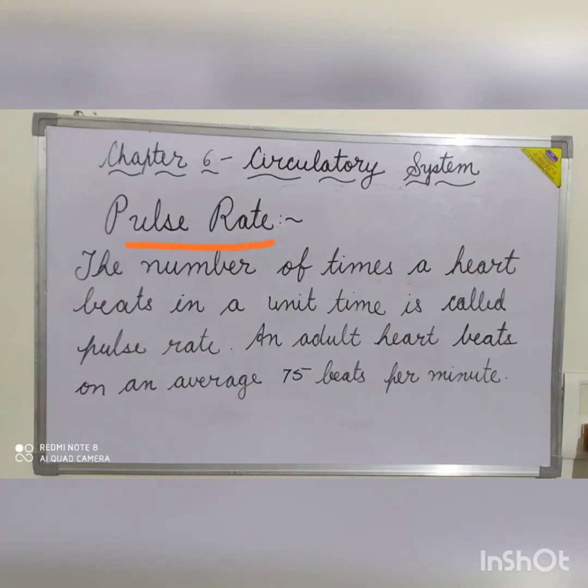Pulse rate. The number of times a heart beats in a unit time is called the pulse rate. An adult heart beats on an average 75 beats per minute. By counting the pulse, we can find how fast our heart is beating. The easiest place to find the pulse is on the underside of your wrist or neck. If you place your fingers correctly on these places, you can easily count how many times your heart beats.